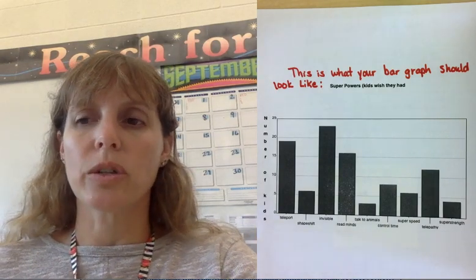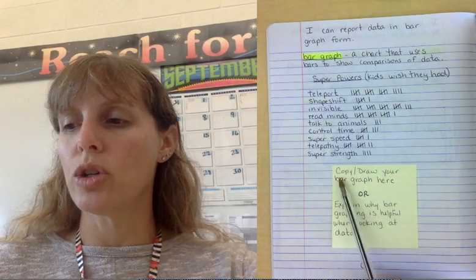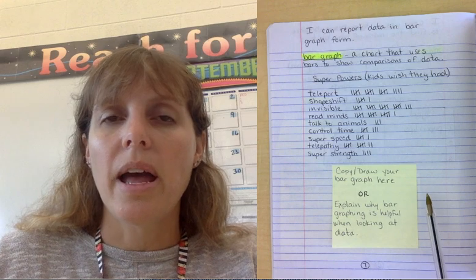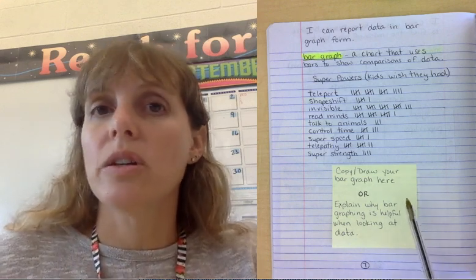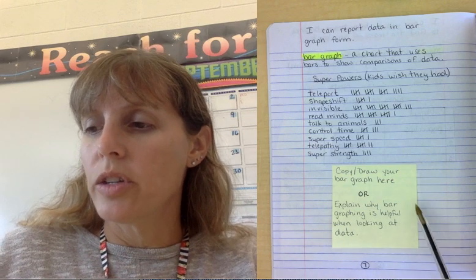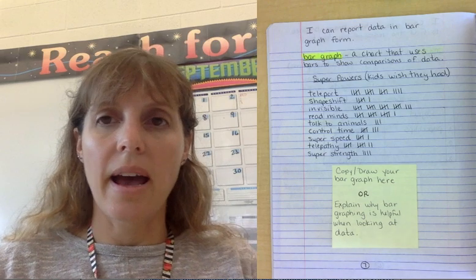So with that on your screen, what you'll do is you will finish your notebook page. You will either copy or draw your bar graph here. If you decide to copy or draw your bar graph here, you might need to use a ruler. Otherwise, just use the lines that are on the paper and do your best, okay? If you're like, I'm not good at drawing bar graphs, I don't have a ruler, my hand is shaky, I don't want to do this, and you just want to write, in this area here, you're just going to explain why bar graphing is helpful when you're looking at data.